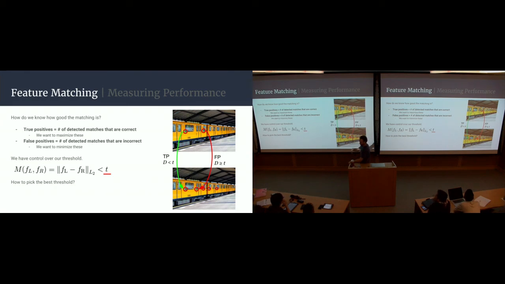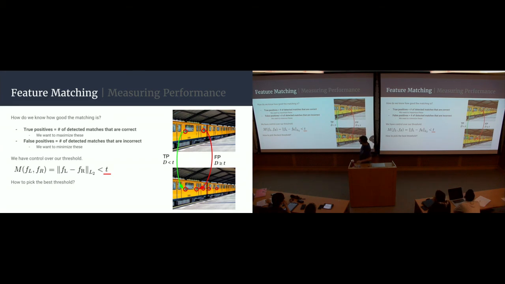So now we matched a bunch of features. How do we know how good the matching is overall? How do we know how good it is, right? We can look at the true positive versus false positive rate, right? True positive means that we took a feature in one image and we matched it to the right feature in the other image. And a false positive will be we took one feature and we matched it to the wrong one. Okay?